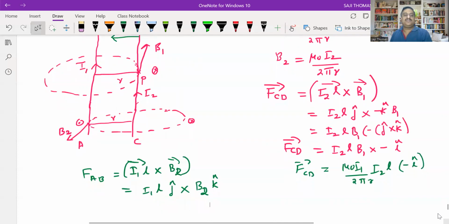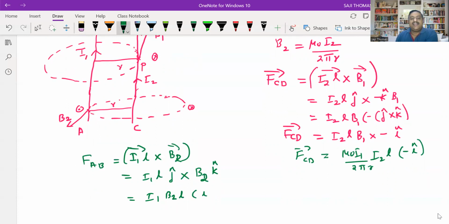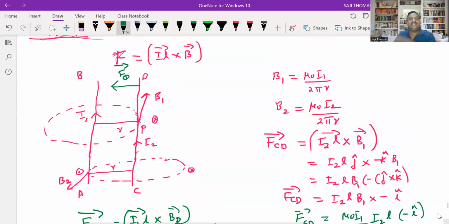You know that we have to apply Fleming's left hand rule. So we can write I1, B2, L, J cross K is I hat. So this force will be along positive X direction. Okay, so I will draw it in the diagram. So conductor AB will experience a force along the positive X direction. This force is FAB, and it is due to the magnetic field B2 of CD.